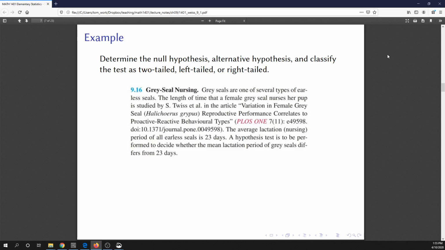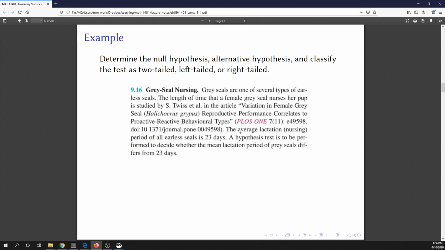It says, gray seals are one of several types of earless seals. The length of time that a female gray seal nurses her pup is studied by S. Twiss et al. in the article Variation in Female Gray Seal Reproductive Performance Correlates to Proactive-Reactive Behavioral Types. The average lactation period of all earless seals is 23 days. A hypothesis test is to be performed to decide whether the mean lactation period of gray seals differs from 23 days.